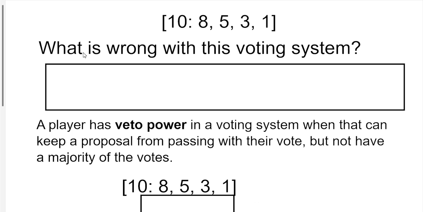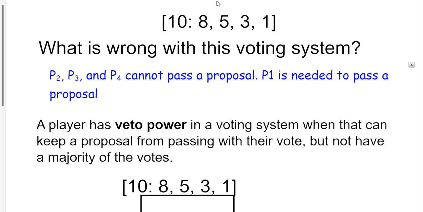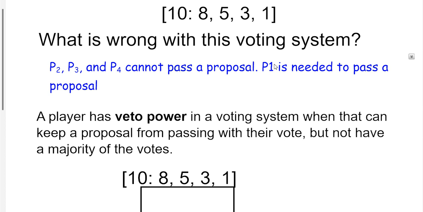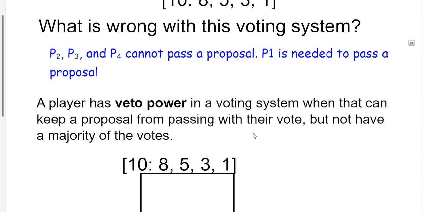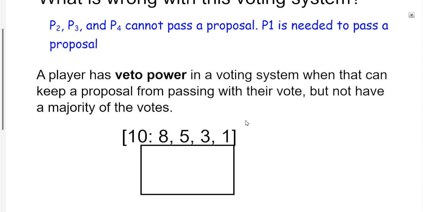What's wrong with this system? Okay. Now, if you look at the numbers quick here, 8 plus 5 is 13, 8 plus 3 is 11. Can these three pass without 8, right? 5 plus 3 is 8, plus 1 is 9. They can't pass without player 1. So players 2, 3, and 4 cannot even pass a proposal by themselves. Player 1 is needed to pass a proposal, right? So they call that veto power. He can single-handedly keep a proposal from passing with his vote, but he doesn't have a majority.